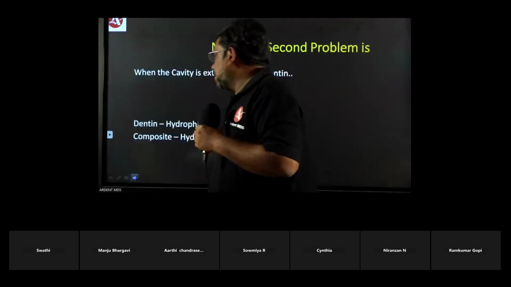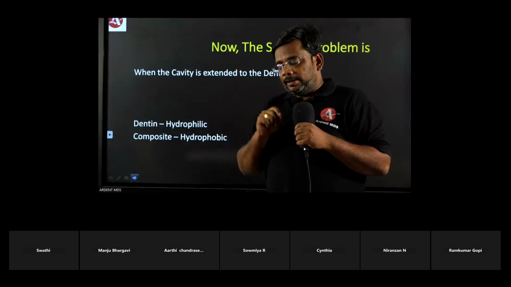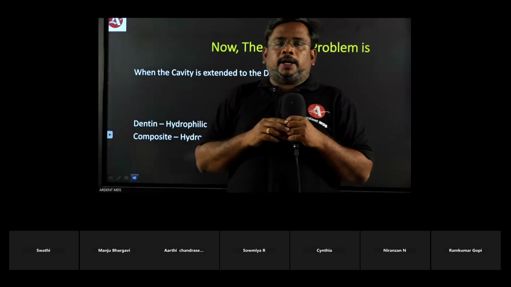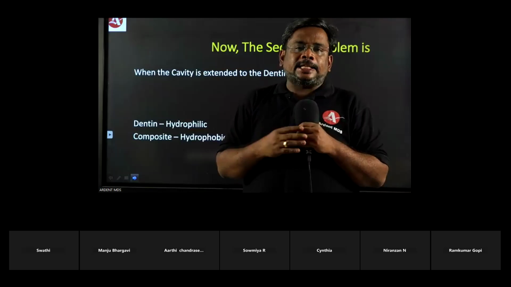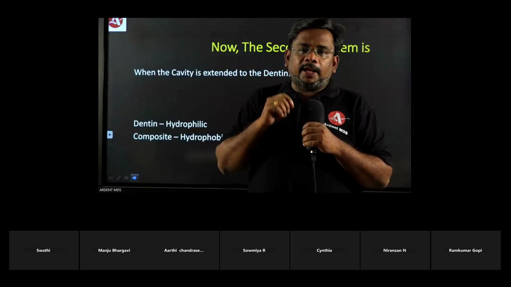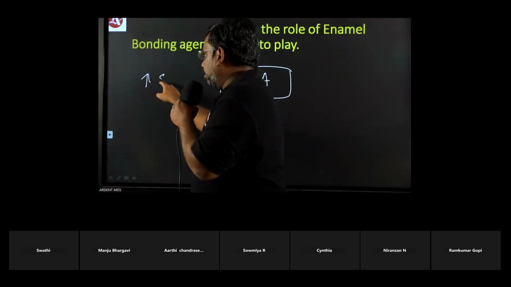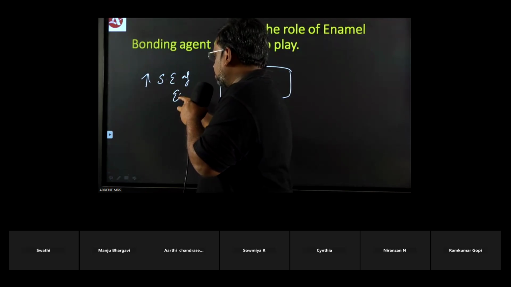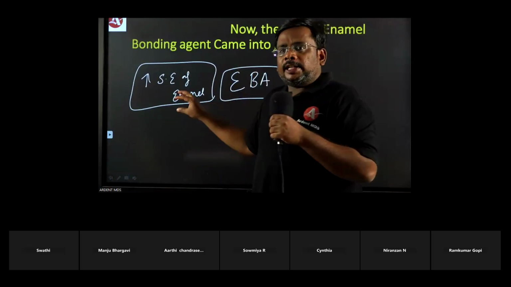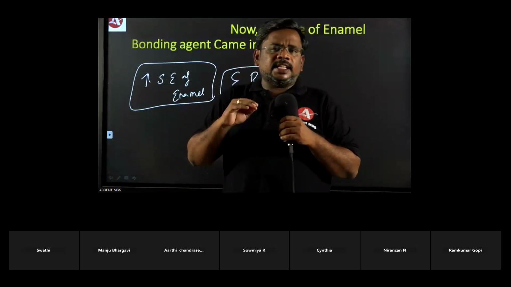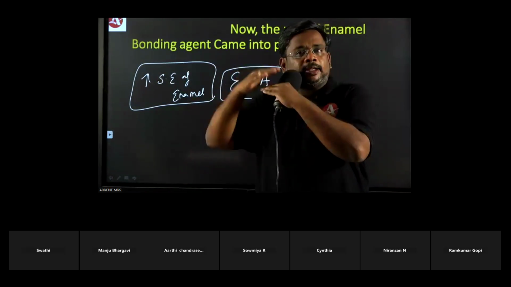But the second problem now is when the cavity is extended to the dentin. It's very important, students. There is one more concept which you have to know here. Whenever you do the acid etching of the enamel, it increases the surface energy of the enamel. Students, just follow me. This is something very important. Whenever the surface energy of the enamel is increased, the bonding will be better.